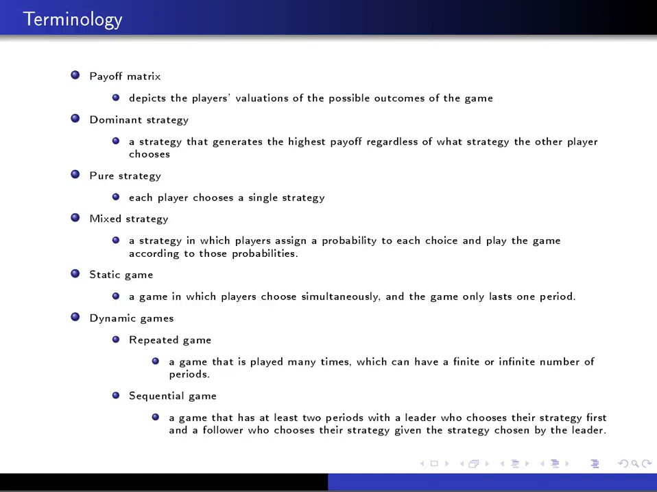Whether a game is played a finite number of times or an infinite number of times has a distinctive impact on the outcome that emerges from that game. A sequential game is a game that has at least two periods and it has a leader, and that leader chooses their strategy first. The follower then observes that strategy and then makes their decision given what the leader has chosen.